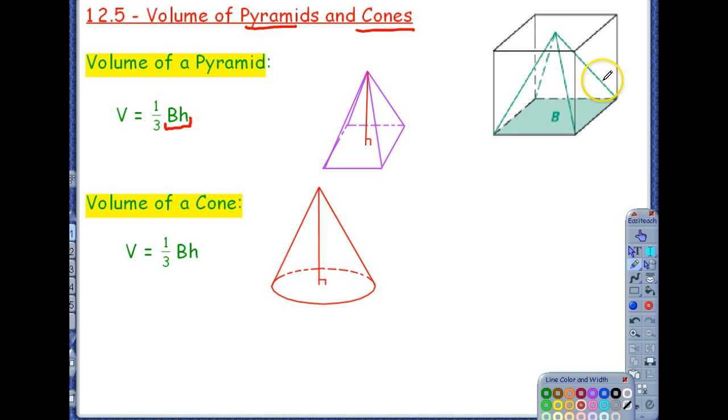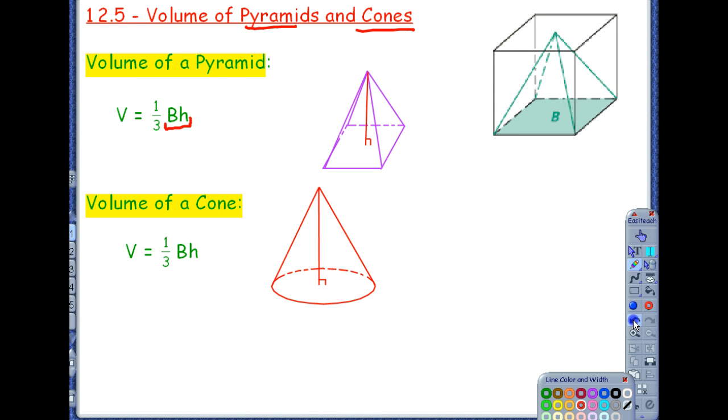Notice this pyramid inside of this prism has the same base area, and the vertex hits the top of this prism, so it's going to be the same height. Obviously, that pyramid doesn't have the same volume. It's obviously less. We could actually fill up that pyramid and then dump it into that prism, and it's going to take 3 of those to fill up. There's why it's a third of it. It's obviously a lot less.